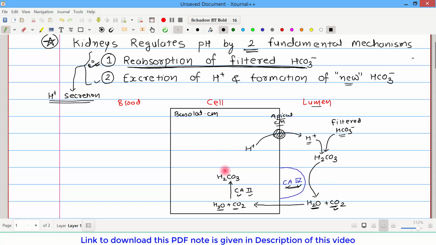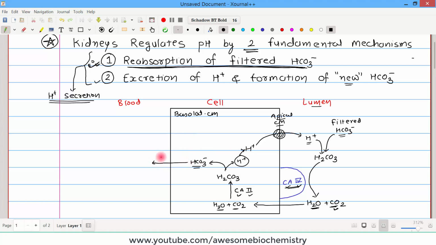Now, this H2CO3 immediately gets dissociated into H+ and bicarbonate, that is HCO3 minus. This H+ can be again secreted into the tubular lumen. Whereas this bicarbonate is transported here into the blood. And for this transport, specific transporters are present on this basolateral side of the cell membrane. So, this is the overall simplified process of reabsorption of filtered bicarbonate.